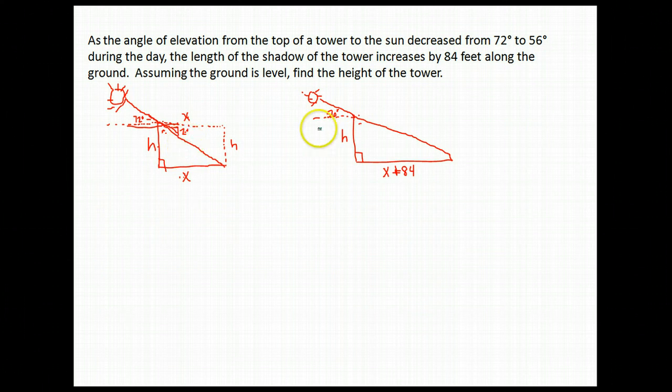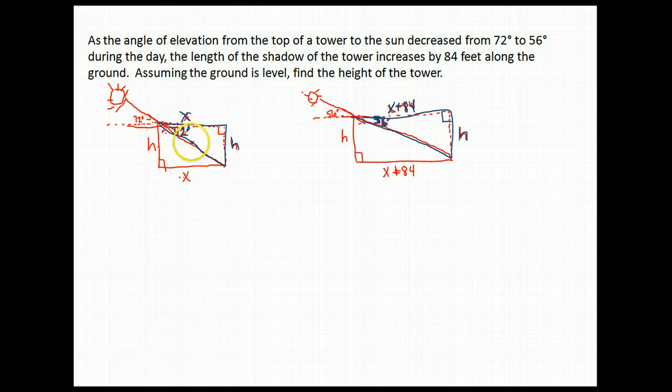On this figure over here, I'm going to do the same thing. I'm just going to extend my horizontal across, down. This height is still h. This distance is still x plus 84. My angle, again, I have two lines intersecting. They form vertical angles, making this 56 degrees. Okay, so I'm going to now outline the triangles I'm going to use to set up my equations. I'm going to outline those in blue. So here's the triangle I'm working with in blue here.